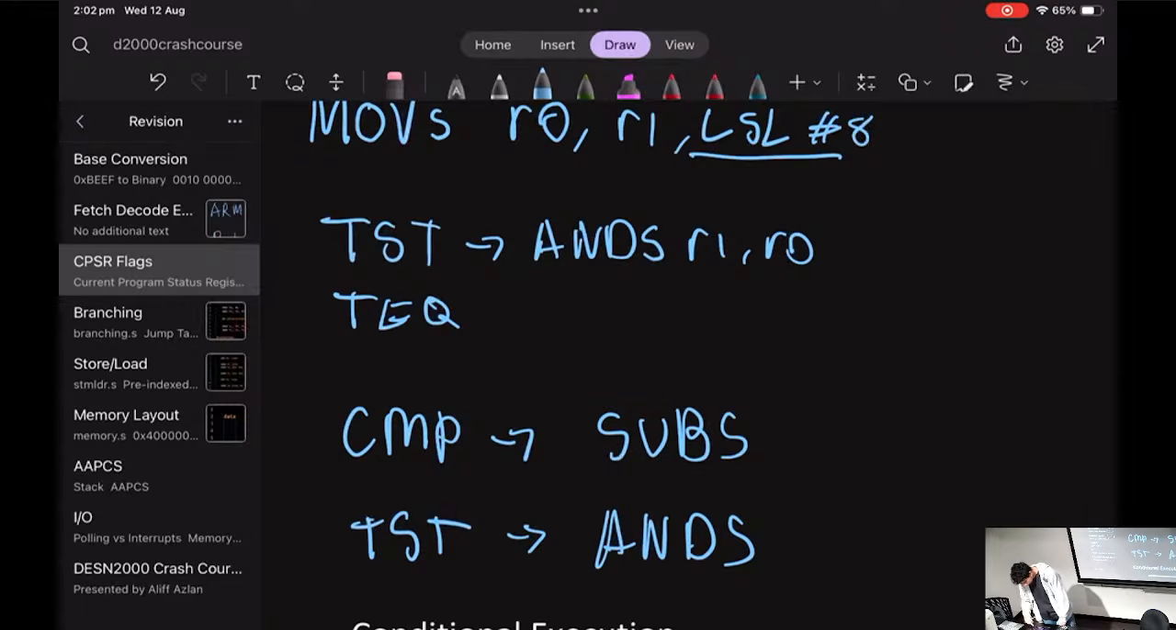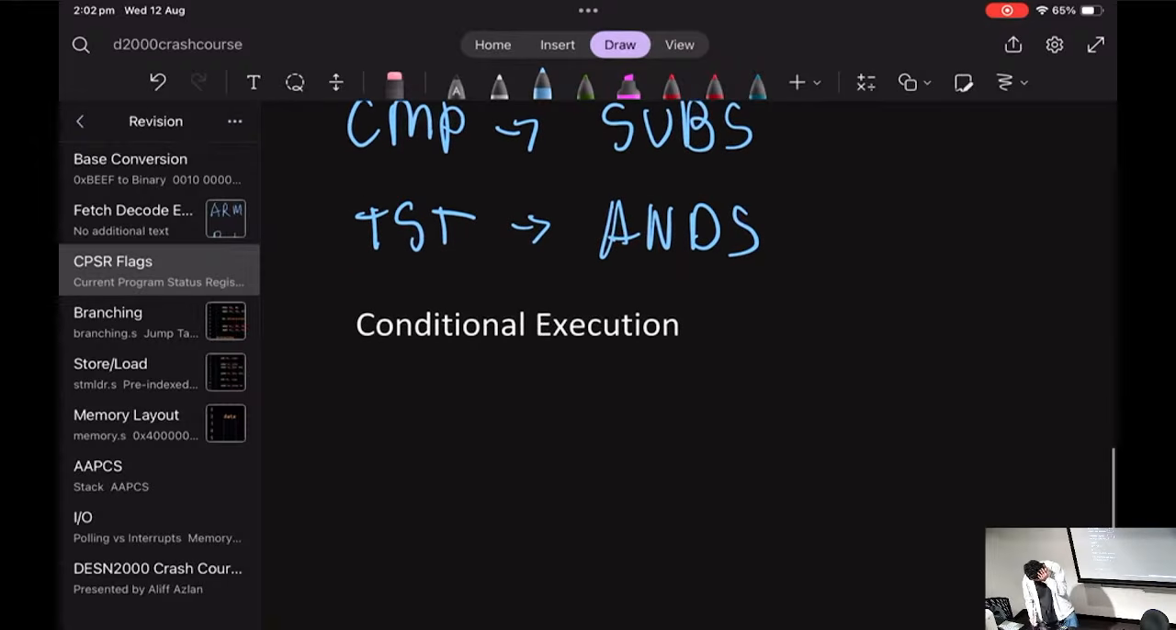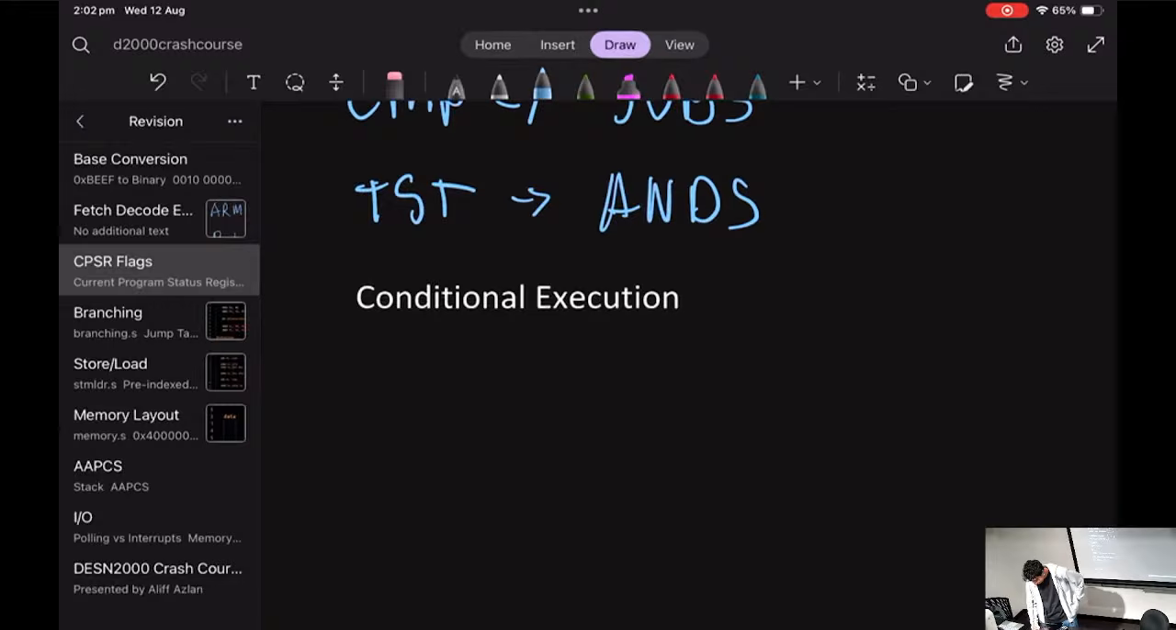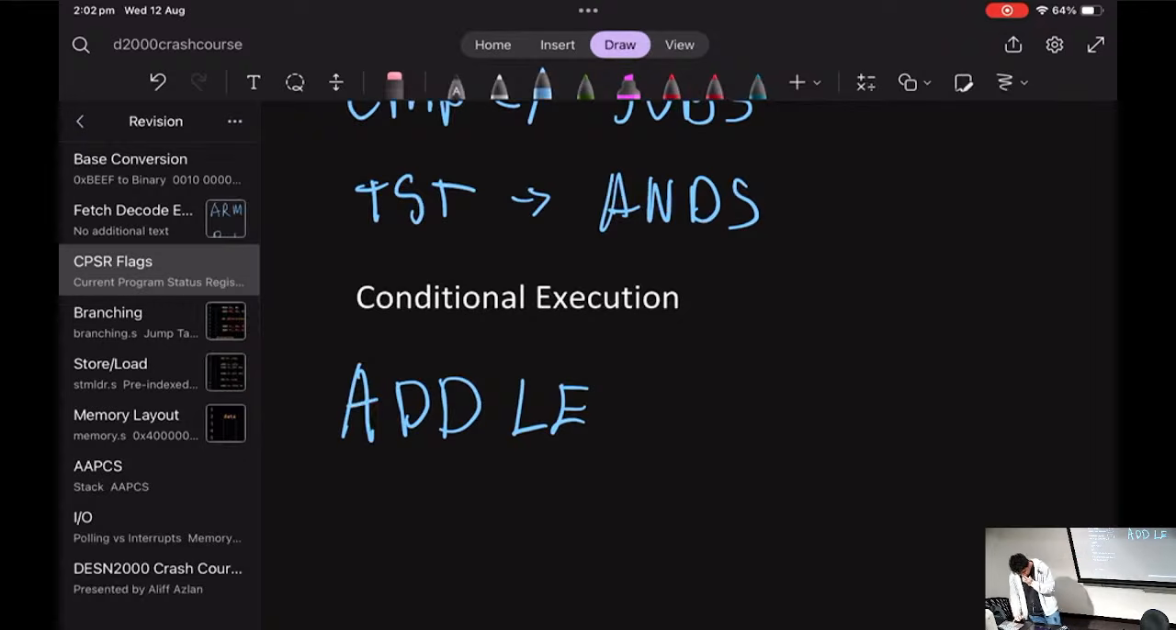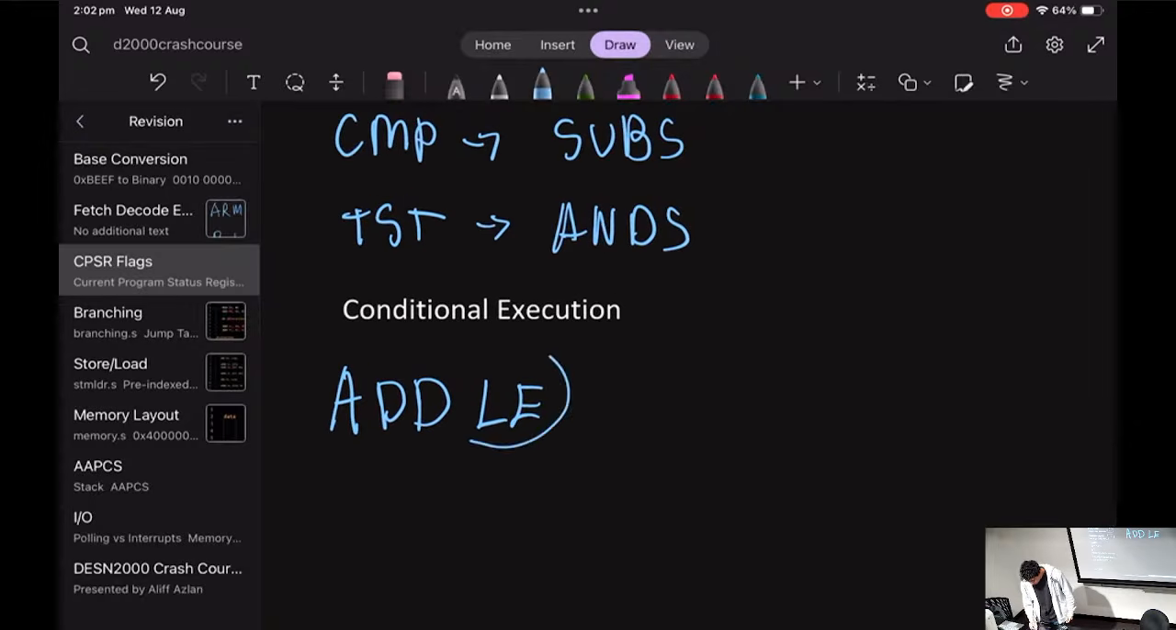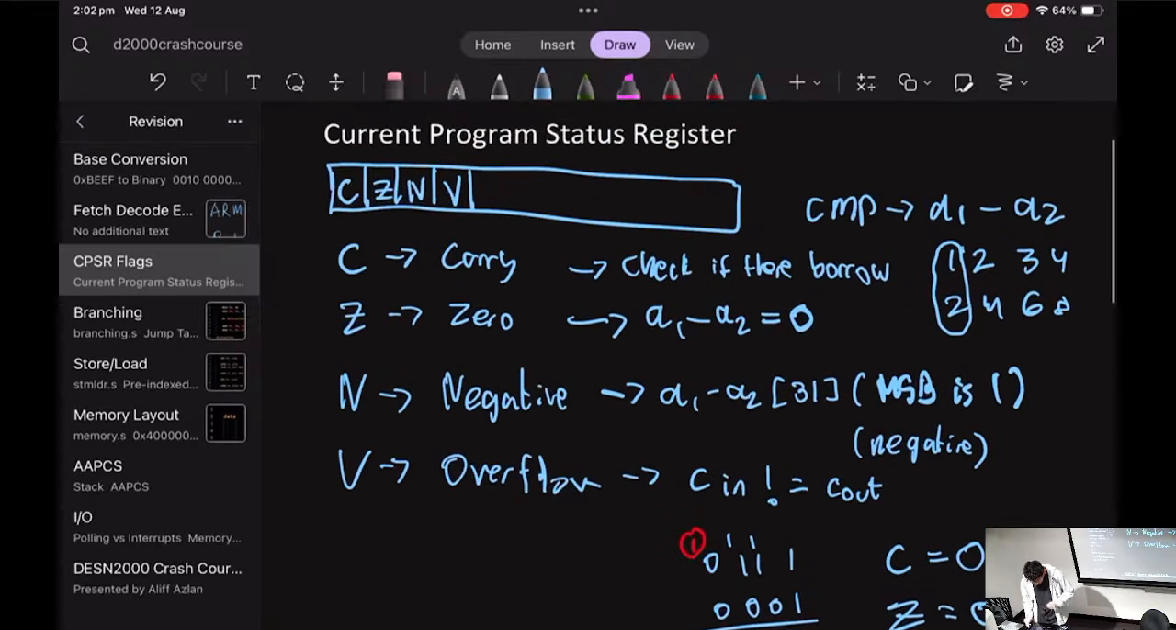Cool. And following from the CPSR flags, we also have conditional execution. So all that does is, when we have an instruction, we can add a suffix to it that determines whether or not that instruction should run. Let's say, for example, we have LE, which asks if we should only execute this if the result was less than or equal to. And the way this works is by comparing our CPSR flags.